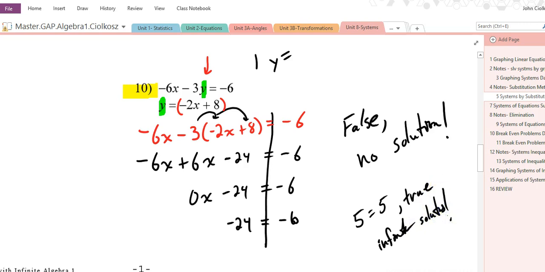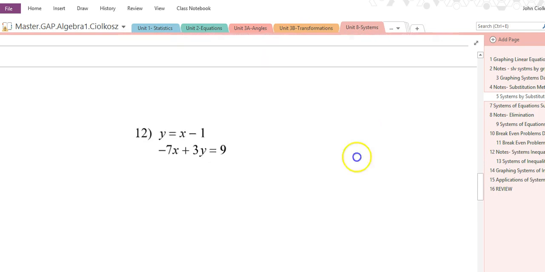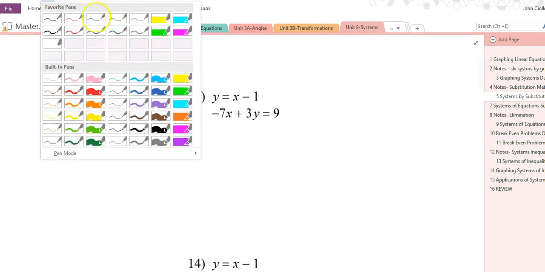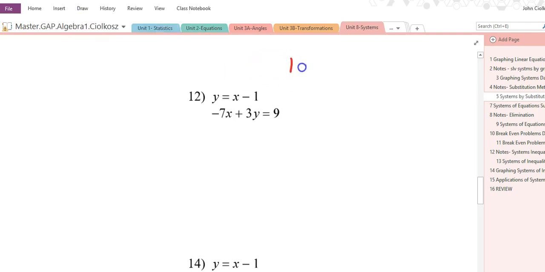Let's go ahead and do one more together. So let's try number 12. So here, if I'm looking for my y equals, this is another one with y equals. So that's there. So I'm going to plug it into this y. So I'm leaving everything around it the same and putting those parentheses. So 3 parentheses x minus 1 equals 9.